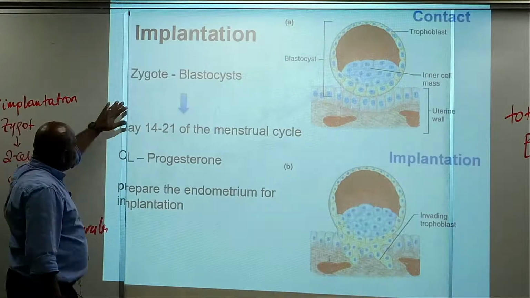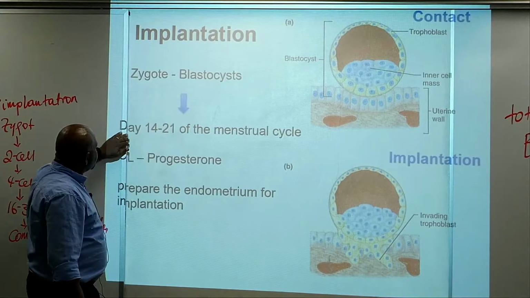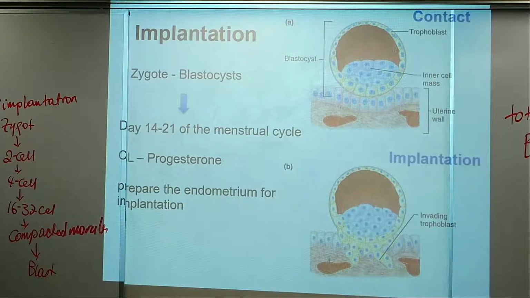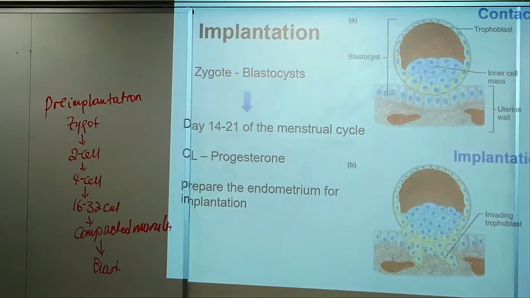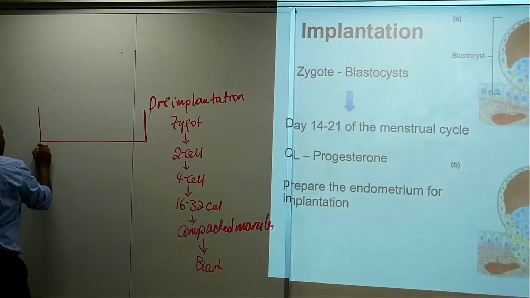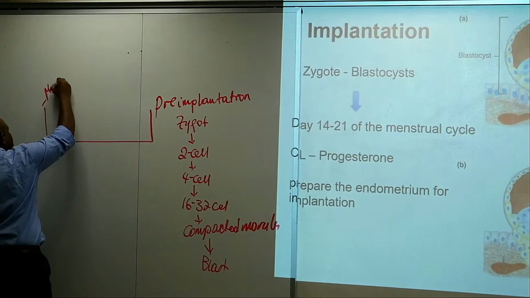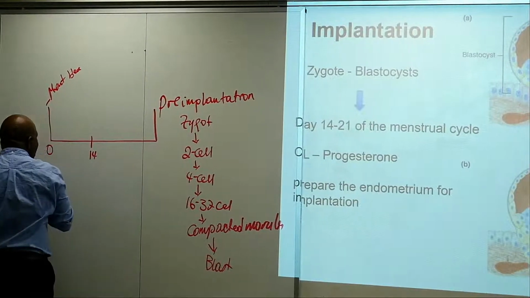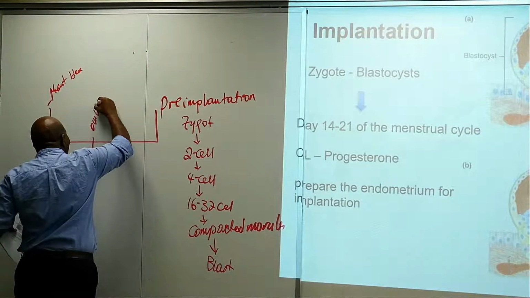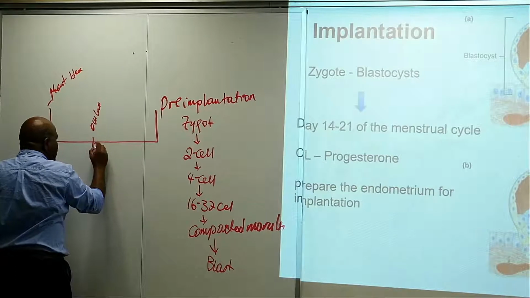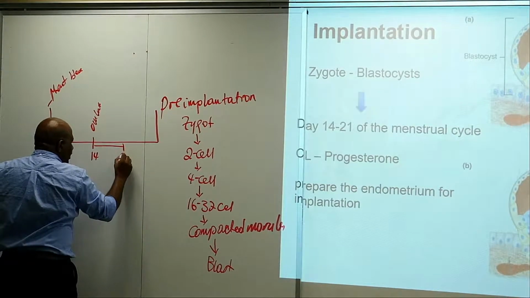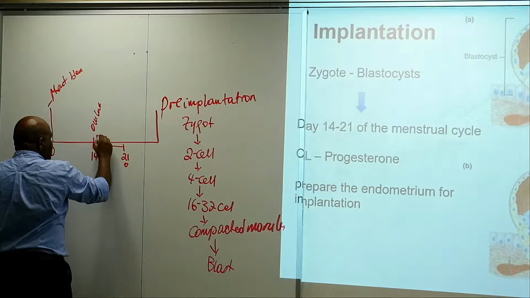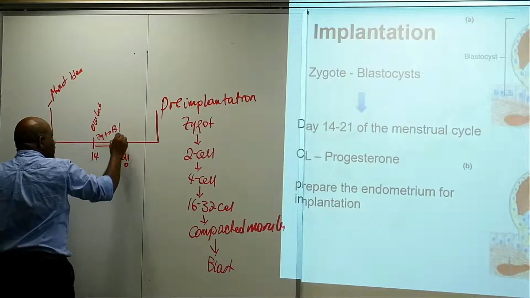That means when the zygote has developed to the blastocyst stage, the blastocyst is the time point between day 14 and 20 of the menstrual cycle. We have seen that previously. This is the time of menstrual bleeding, and at day 14 of the cycle there will be ovulation. Then this is the time after ovulation, where pre-implantation embryo development happens, that means from the zygote to the blastocyst stage.